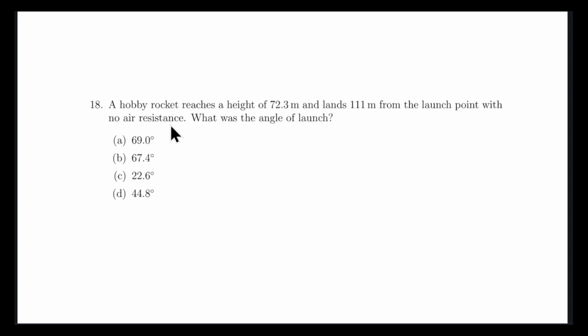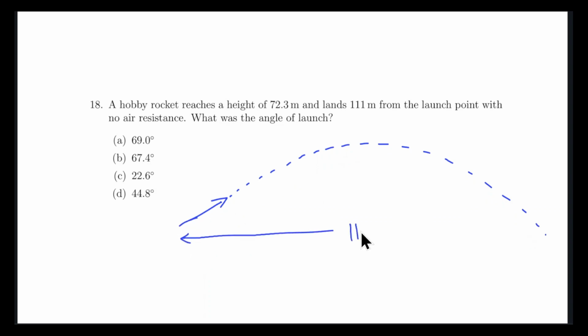Okay. A hobby rocket reaches a height of this and lands this many meters from the launch point with no air resistance. What was the angle of the launch? That's pretty straightforward, I think, because they are saying it goes like this, a regular projectile, and this is 111 meters, and this is 72.3 meters over here. And they're asking what was the angle of launch.